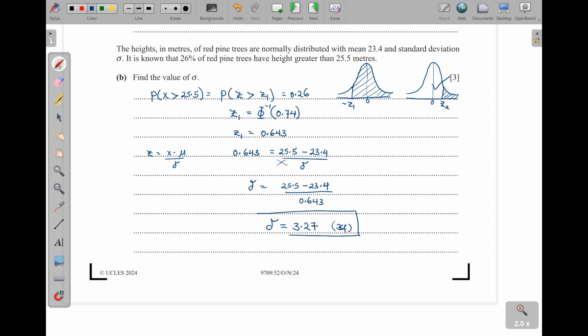So that is that. So this has been the first part of this paper.